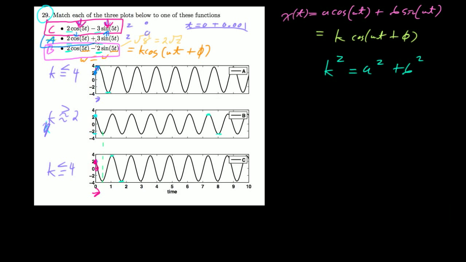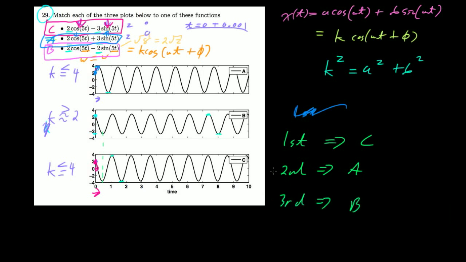So anyway, that is the answer to this last problem. The first function is graph C. The second function is graph A. And the third function is graph B.